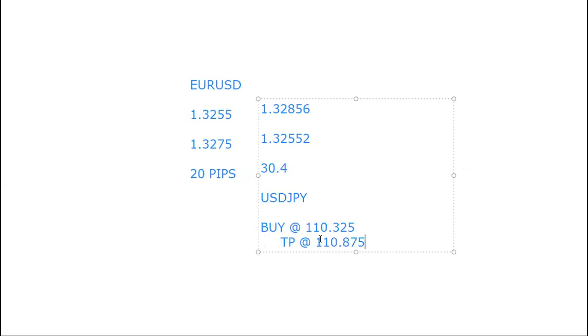So now because we are buying, we are expecting that it increases, and truly it has increased in value. It has moved from 110.32 to 110.87. So 87 minus 32 gives us what? It gives us 55 pips. Okay, so that's basically how you calculate your pips when it comes to forex trading.